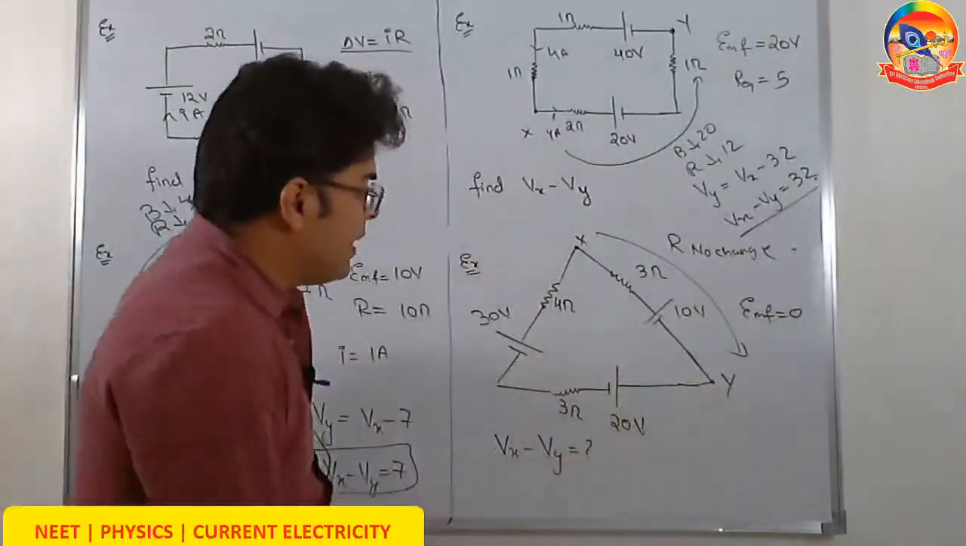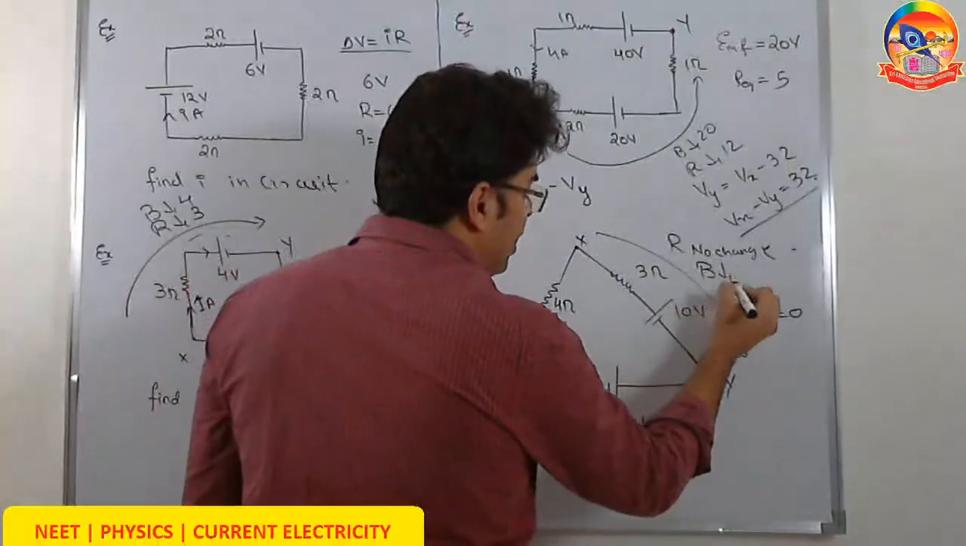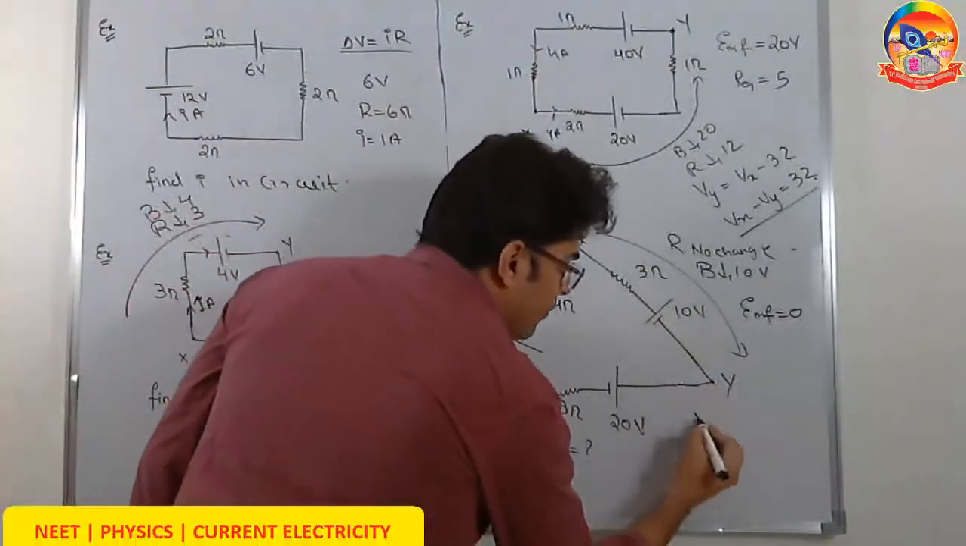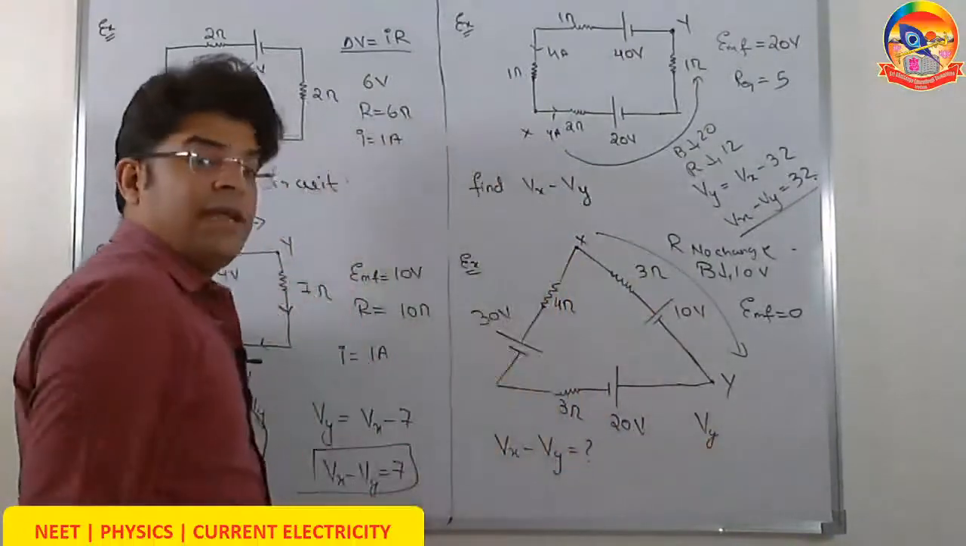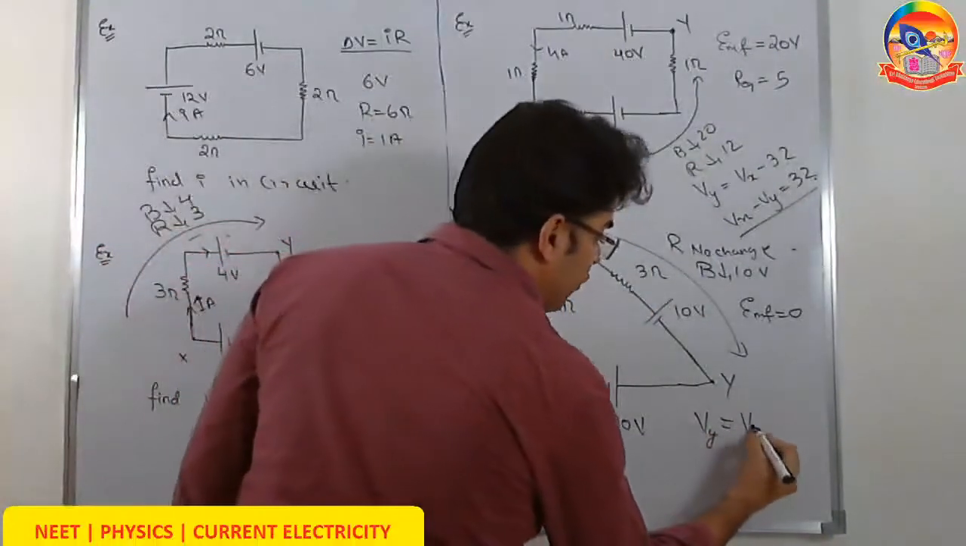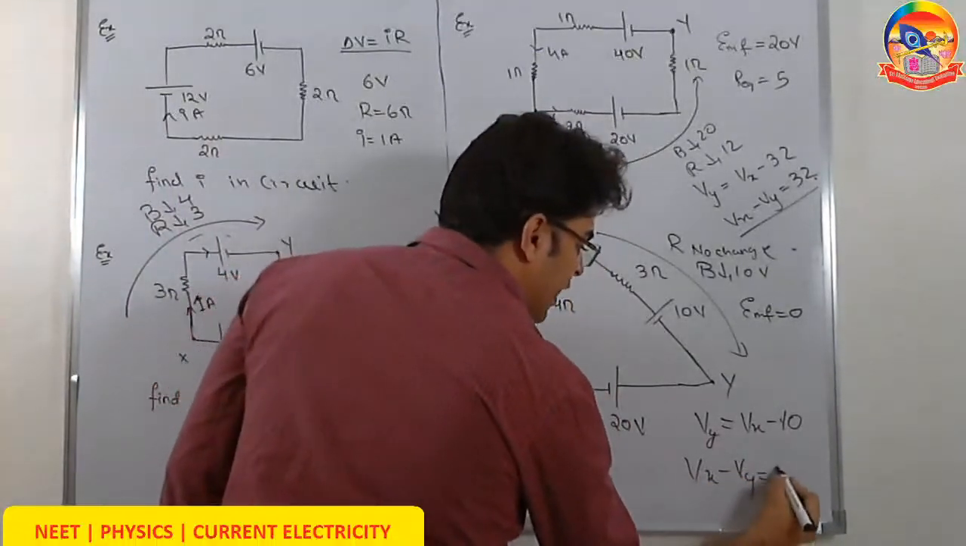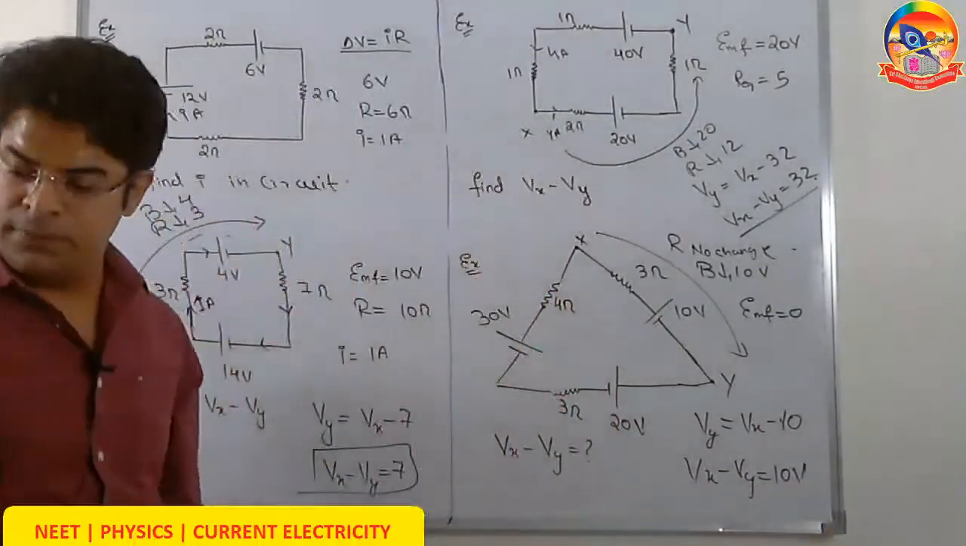So because of this battery, going from x to y, the potential decreases by 10 volt. So I can say that the potential of y has to be less than that of x by 10. So the potential of y equals the potential of x minus 10. So the potential of x minus the potential of y has to be equal to 10 volt.